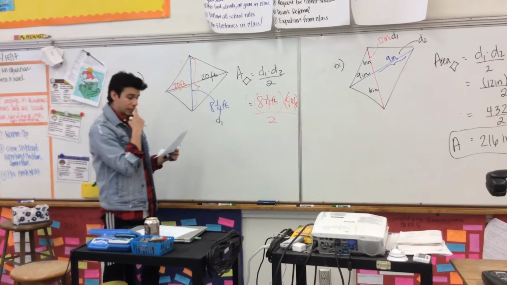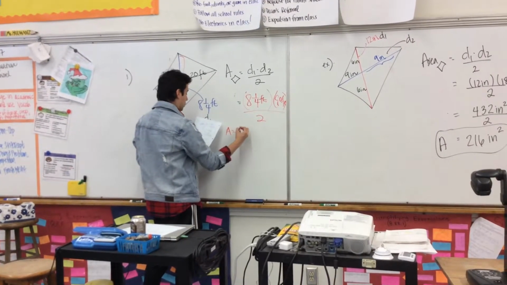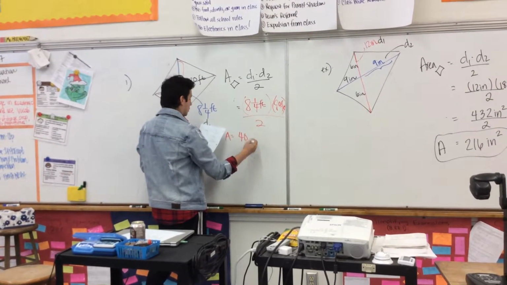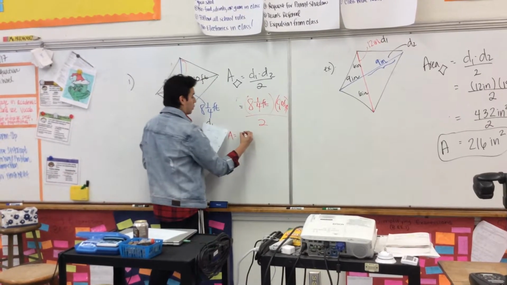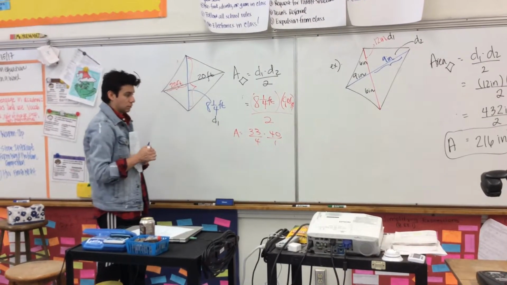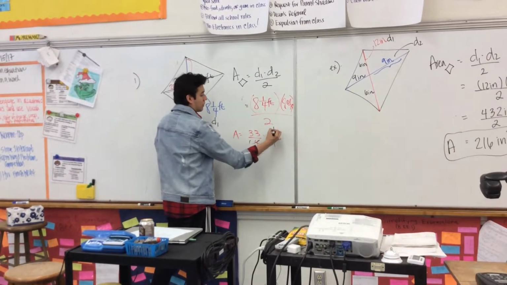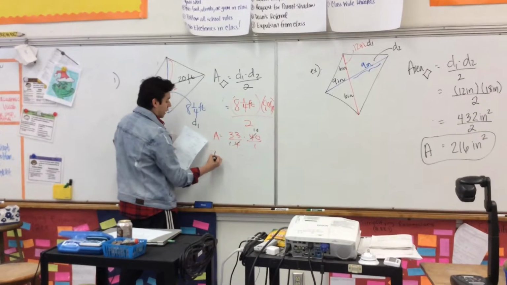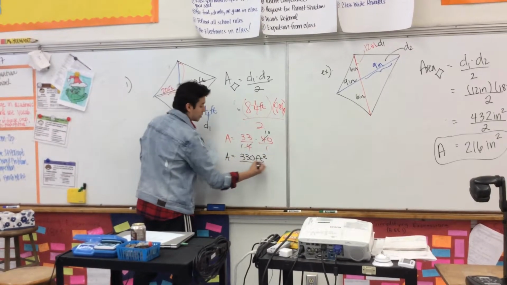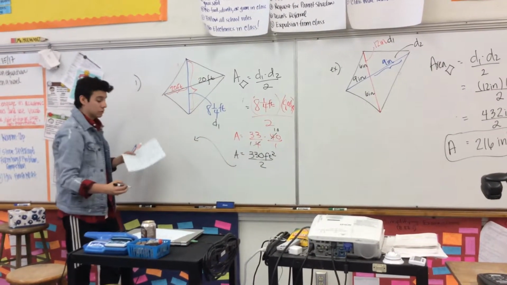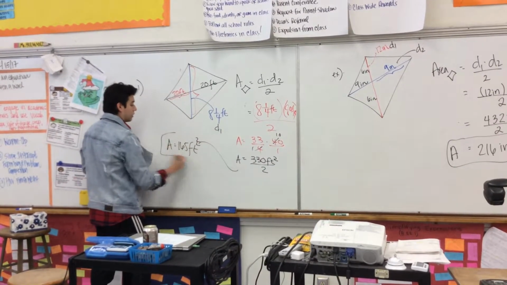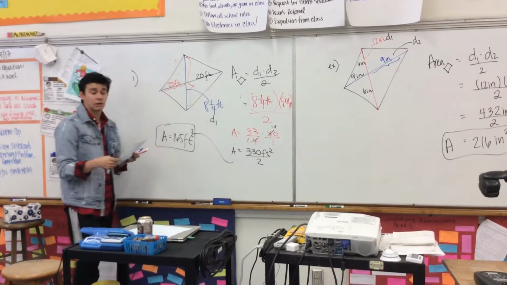Okay? When I did this, I got area is equal to 40. I'll have it backwards here, so I won't confuse you. I got 33 over 4 times 40 over 1. And then I cross-canceled. That's 1. That's 10. So then I got area equals 330 feet squared. Don't forget to divide this by 2. So your final answer is going to be area equals 165 feet squared. Because I divided 330 divided by 2 with the calculator.